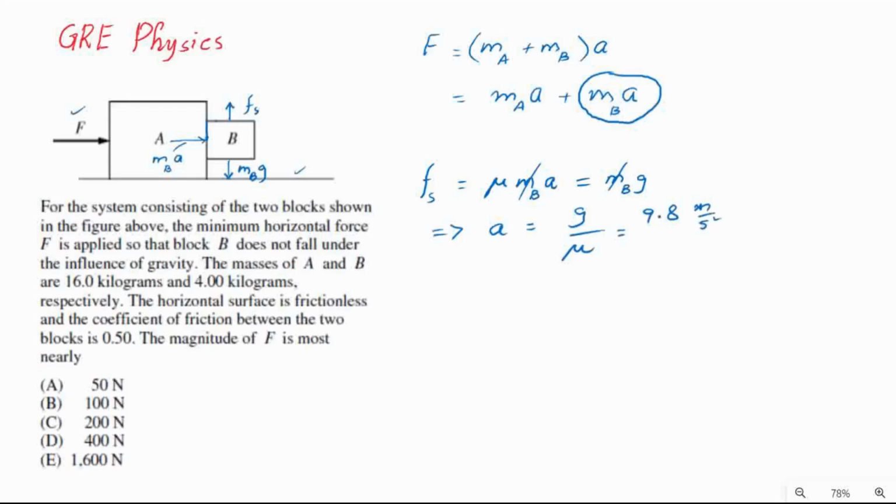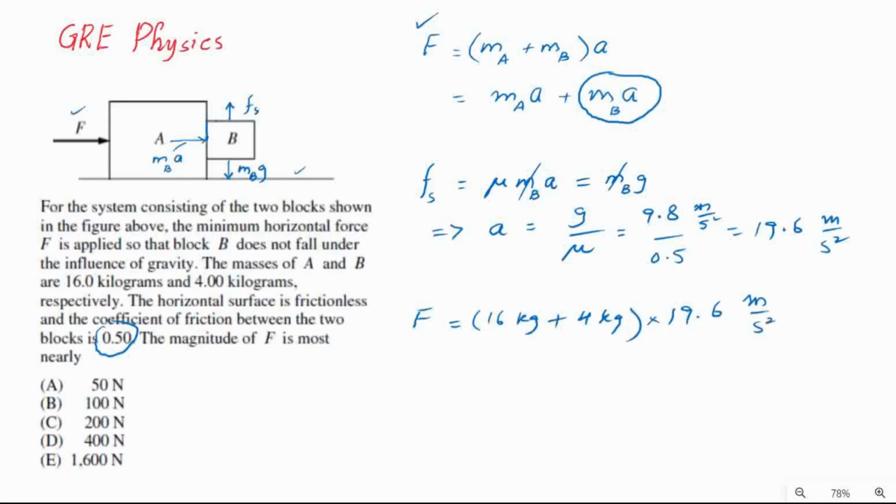If I take a value of 9.8 meters per second squared for g, divided by mu, which is 0.5, here it is given 0.5, I get a value of 19.6 meters per second squared for the value of A. And now if I put this value of A in the first equation for the minimal force F, I get its value: F is equal to mass of block A, which is 16 kilograms, plus mass of block B, which is 4 kilograms, times the acceleration A, which is 19.6 meters per second squared.